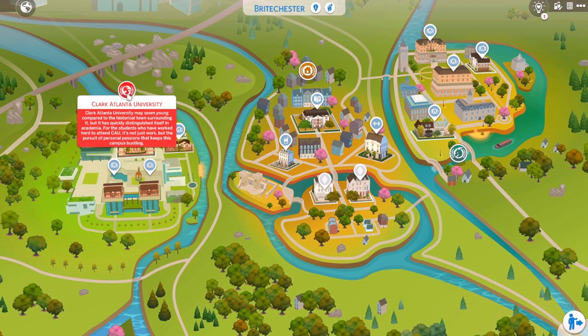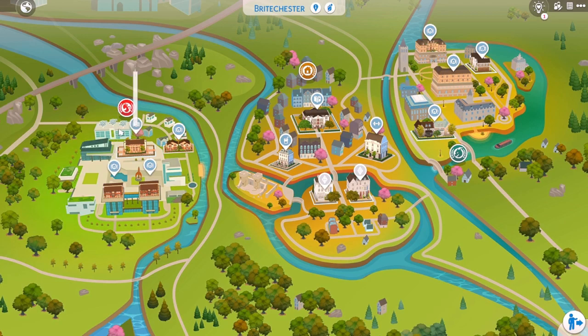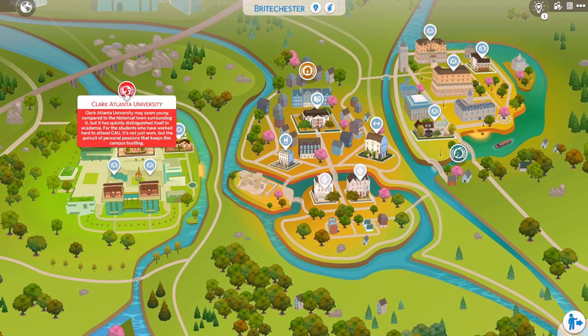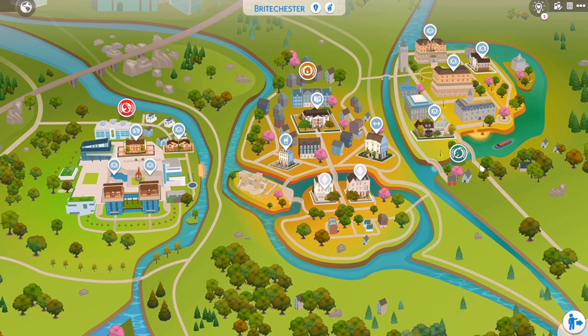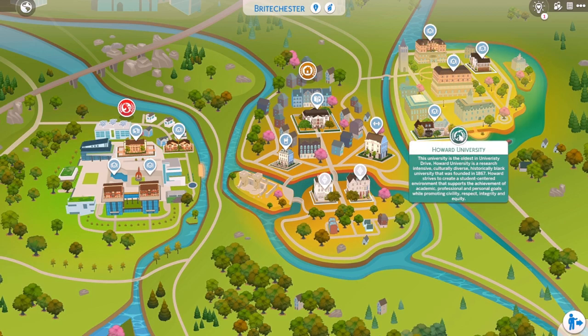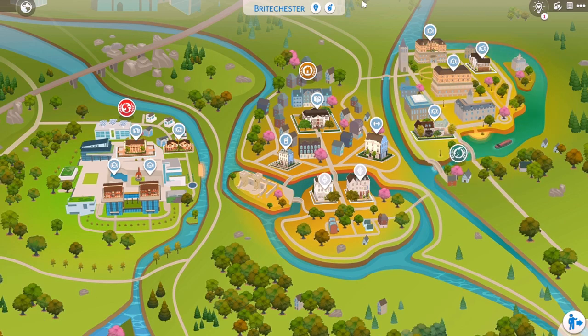And then we have Clark Atlanta, which is replacing Foxbury, and it says Clark Atlanta University may seem young compared to the historical town surrounding it, but it has quickly distinguished itself in academia. For the students who have worked hard to attend CAU, it's not just work, but the pursuit of personal passions that keeps this campus bustling. Like I said, I really feel like Clark Atlanta does fit with the theme of Foxbury, and Howard fits with the theme of Brightchester. So it was planned out really well.